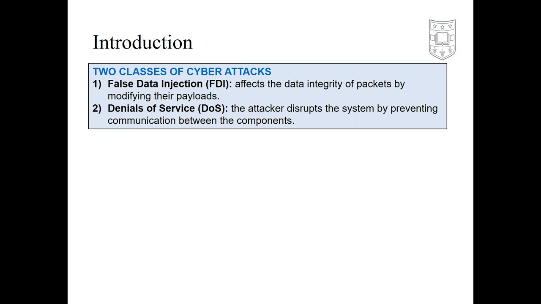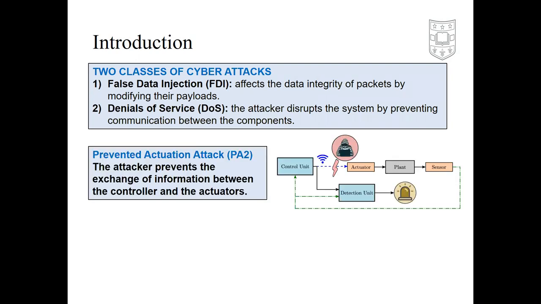In this paper, we will focus on denial of service, and more specifically, we will focus on a specific kind of denial of service attack, which is called prevented actuation attack, or PA2. In this attack, the attacker prevents the exchange of information between the controller and the actuators.